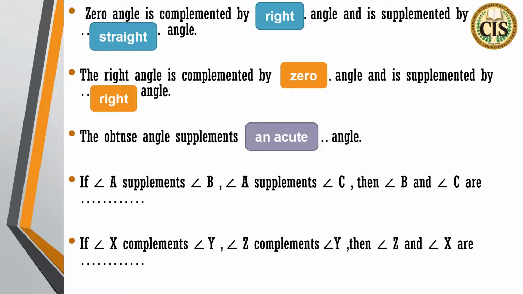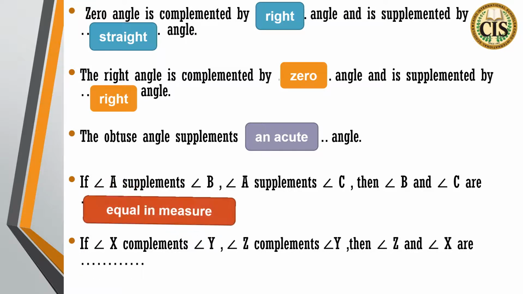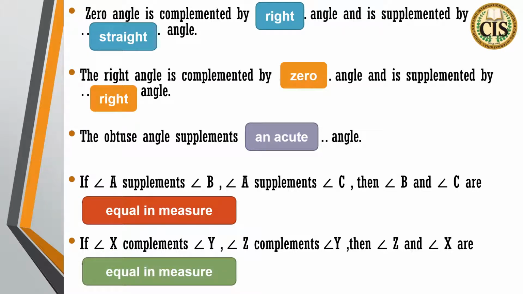If angle A supplements angle B, and angle C supplements angle B, then angle A and angle C are equal in measure. If angle X complements angle Y, and angle Z complements angle Y, then angle Z and angle X are equal in measure.